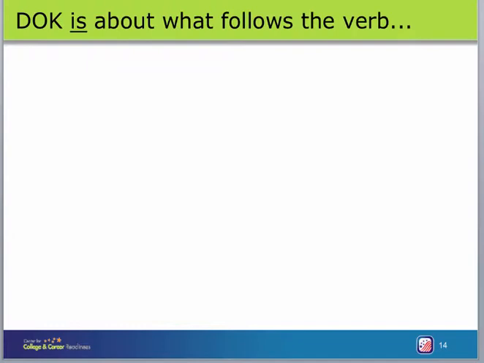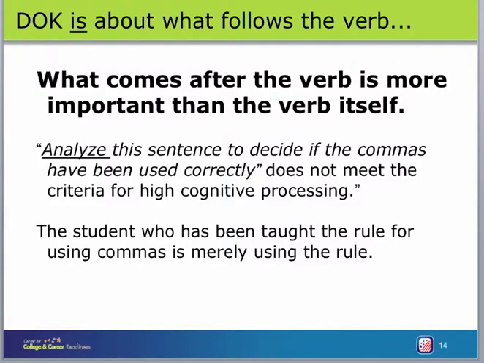So depth of knowledge is about what follows the verb. Here's an example. "Analyze this sentence to decide if the commas have been used correctly." Well, it sounds challenging, but it's really not that high cognitive processing. All you have to know is the comma rules. So then all you're doing is saying, yes, I know the comma rules, yes, they're right. You're recalling information.